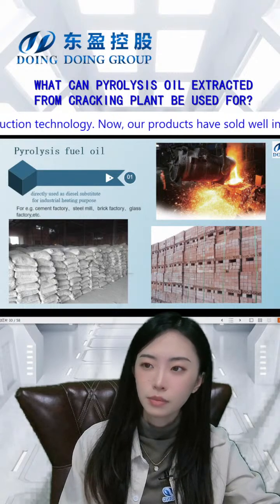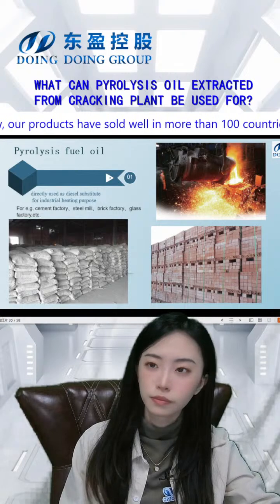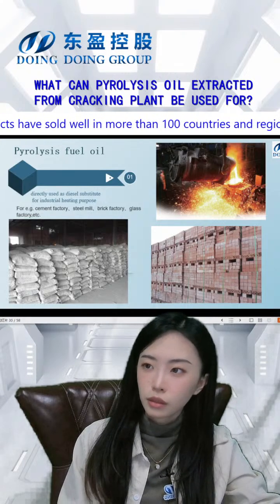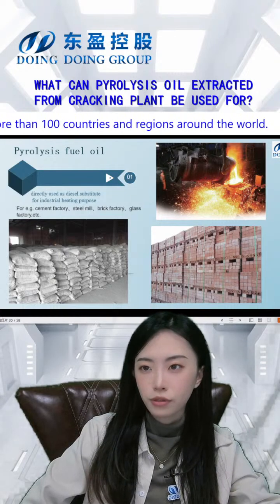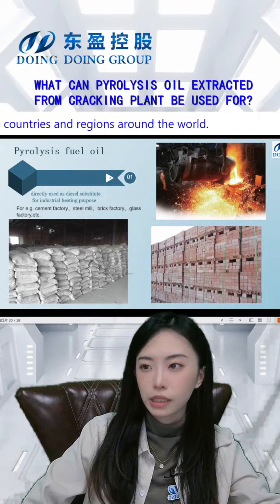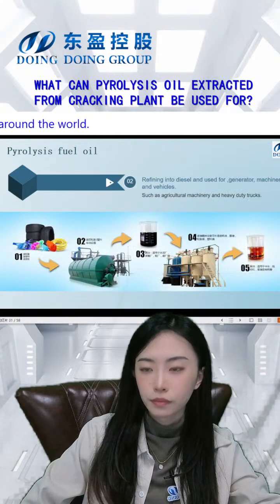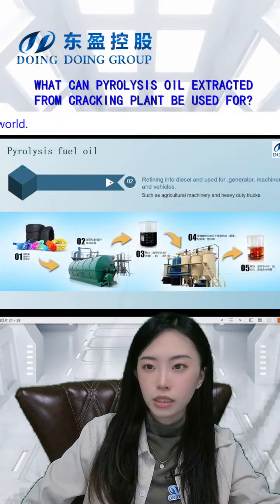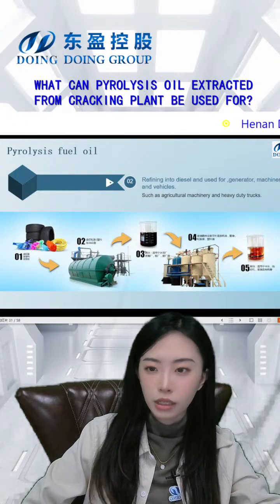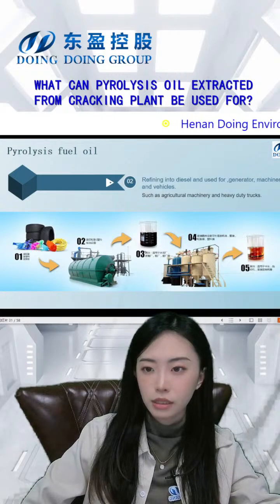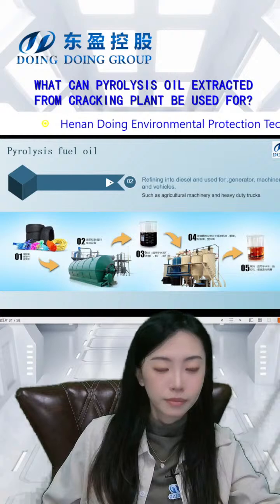Okay, and this is more clear, like the fuel oil. You can see the cement factory, brick factory, or the generators. Also, the fuel oil, we can refine it to non-standard diesel. Then use it in trucks, ferries, diesel generators, and large agricultural machines, mining machines.